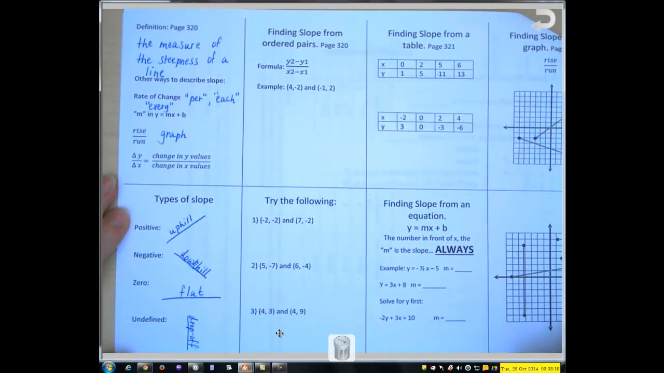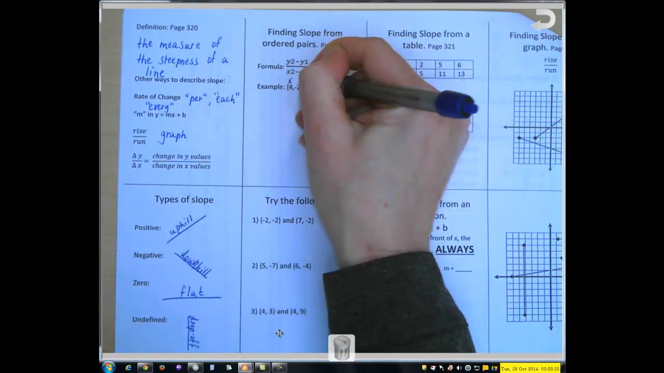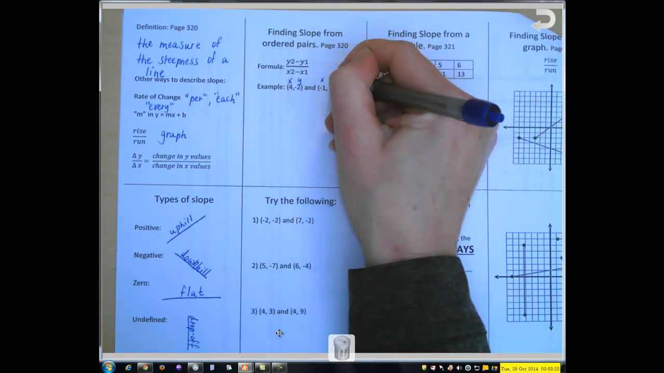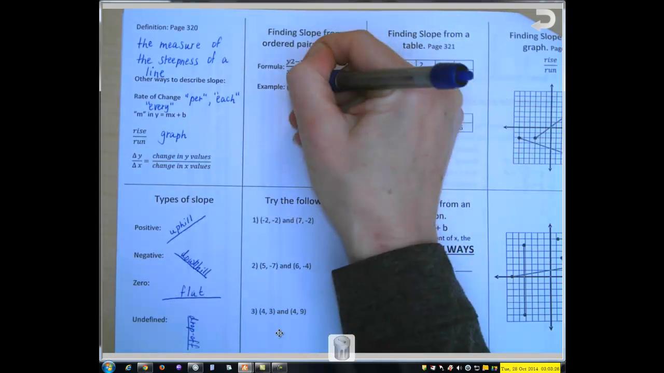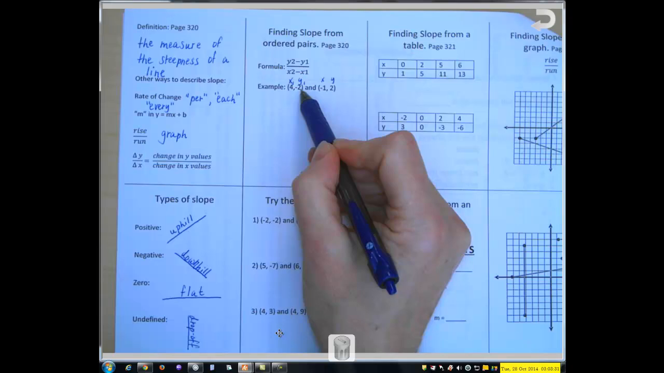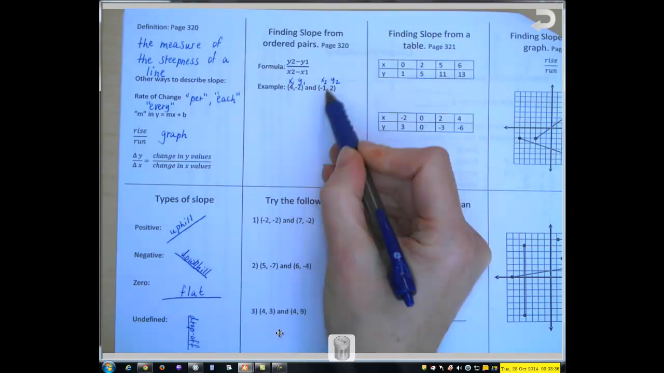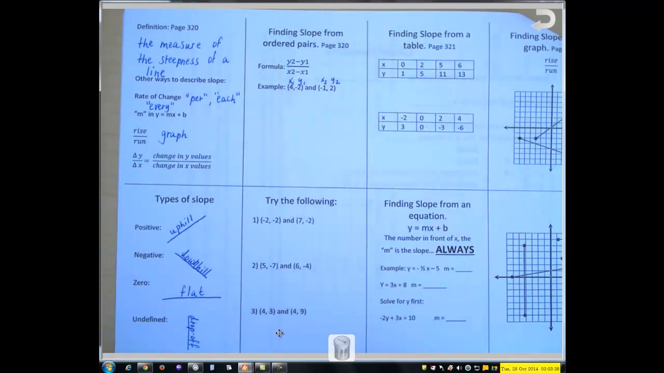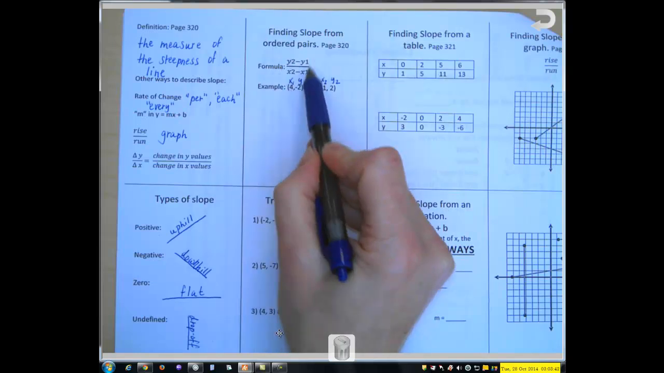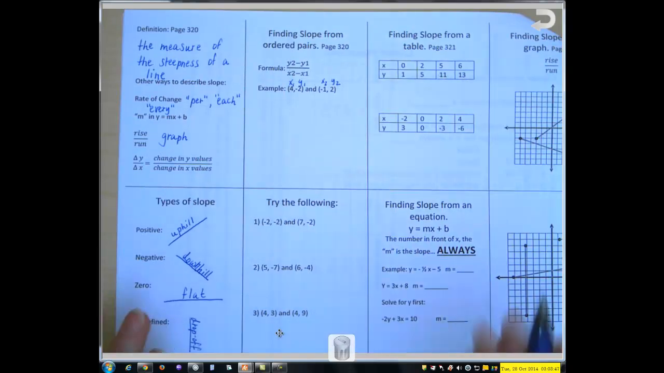Okay, so how do we find slope when we're given two ordered pairs? Okay, so these are two ordered pairs. Remember, each ordered pair has an x and a y coordinate. Okay, I'm going to call this my x1 and my y1. This just means my first x coordinate and my first y coordinate. I'm going to call this my x2 and my y2, my second x coordinate and my second y coordinate. Using this formula, I can find the slope of the line that goes between these 2 points.